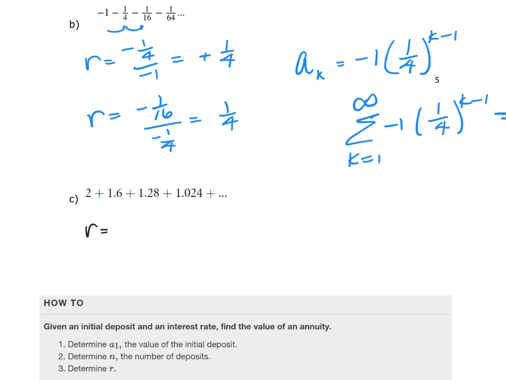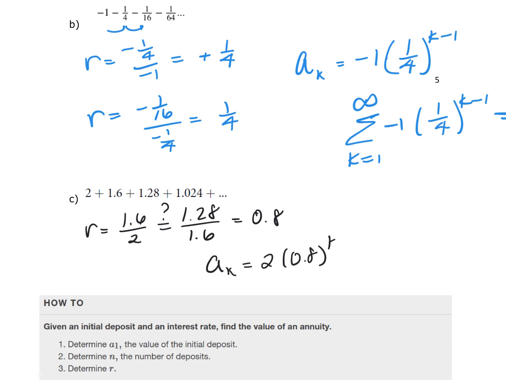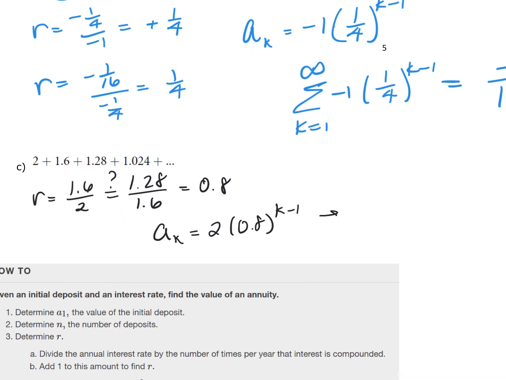So my ratio of 1.6 divided by 2, does that give me the same thing as 1.28 divided by 1.6? I'm going to get my calculator out, and I get the same ratio, which is 0.8. So this tells me that this is indeed a geometric, and the closed formula a sub k is going to be my first term, which is 2, and 0.8 raised to the k minus 1. That means my series is k equals 1 to infinity of 2 and 0.8 to the k minus 1.